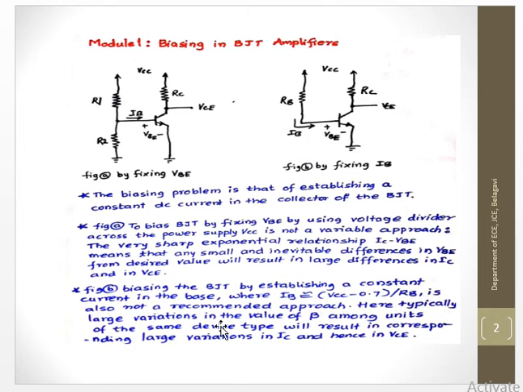Here, typically, large variations in the value of beta, the current amplifying factor, among units of the same device type will result in corresponding large variations in IC and hence in VCE. The current flowing through RC we refer to as IC. The output voltage you are collecting across the collector terminal, we refer to as VCE. Since the emitter is connected directly to ground, we can refer to it as either VC or VCE.